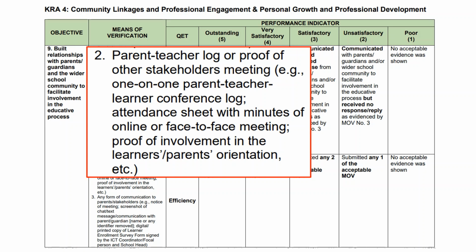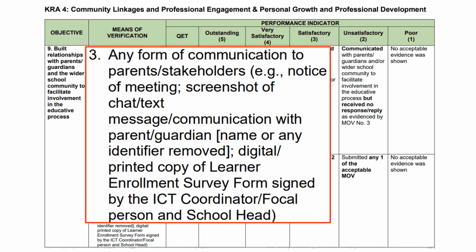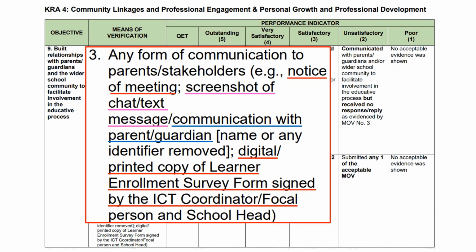For example, one-on-one parent-teacher-learner conference log, attendance sheet with minutes of online or face-to-face meeting, proof of involvement in the learner's or parent's orientation, and so on. You may also indicate any form of communication to parents or stakeholders. For example, notice of meeting, screenshot of chat or text message, communication with parent or guardian. Don't forget to blur their names or pictures to protect their privacy. Digital or printed copy of learner enrollment survey form signed by the ICT coordinator or focal person and school head.